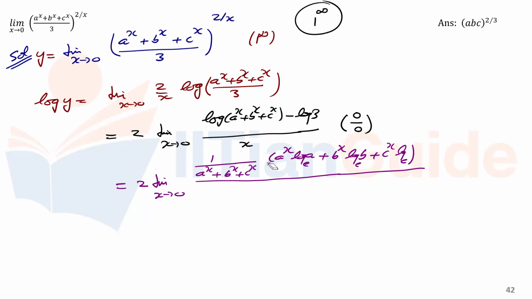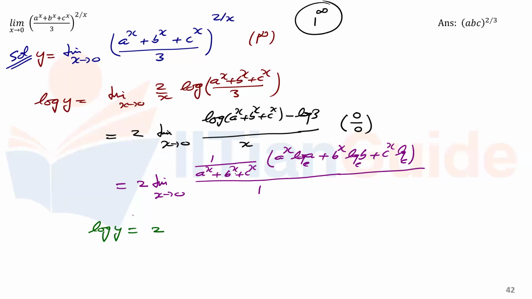Now I need to differentiate the denominator. Okay. If I differentiate the denominator, d by dx of x is 1. Okay. So basically, now I need to put x to be 0. 0 by 0 form got eliminated. I got the answer. I am getting the value of log y, 2 here.